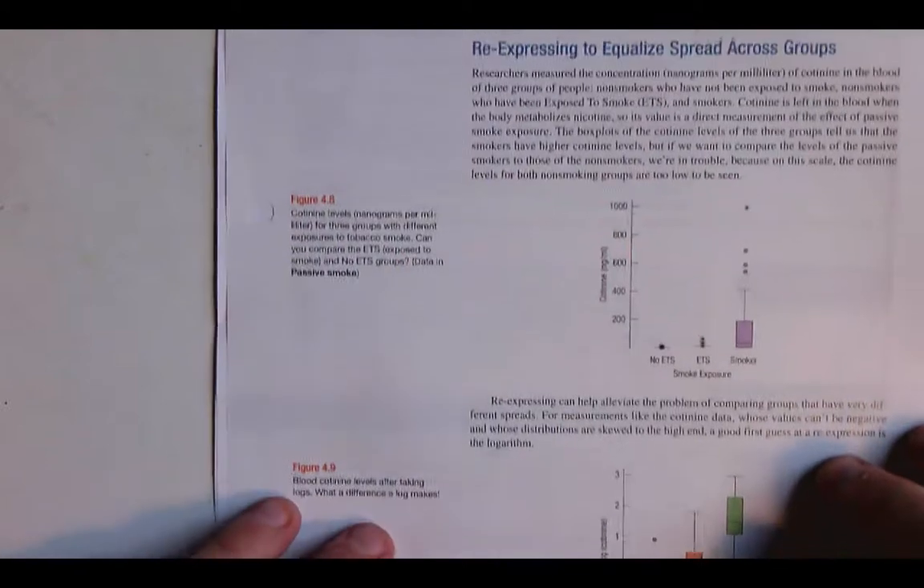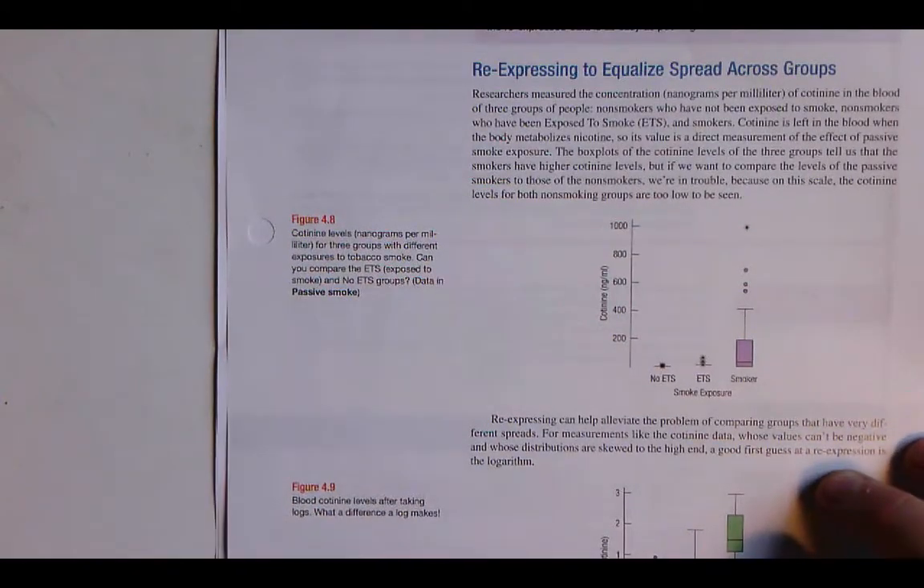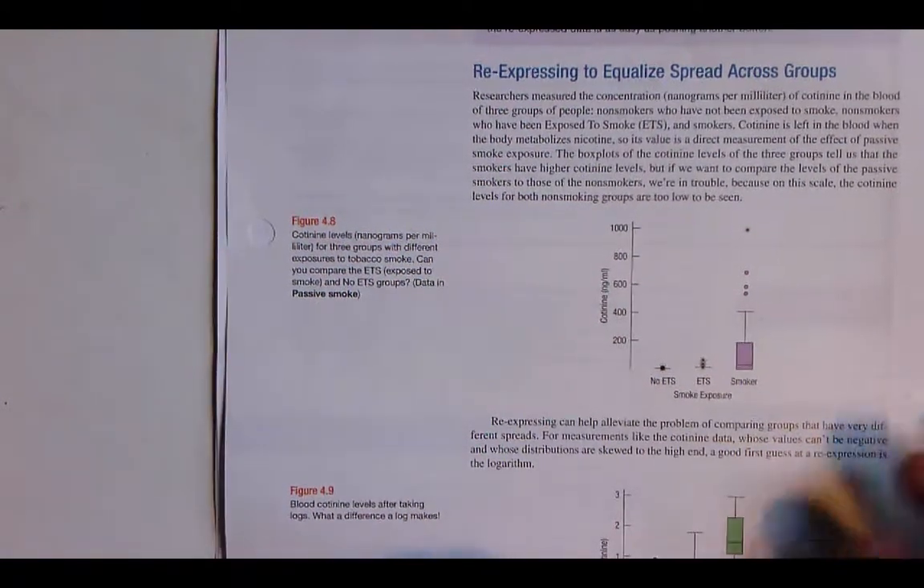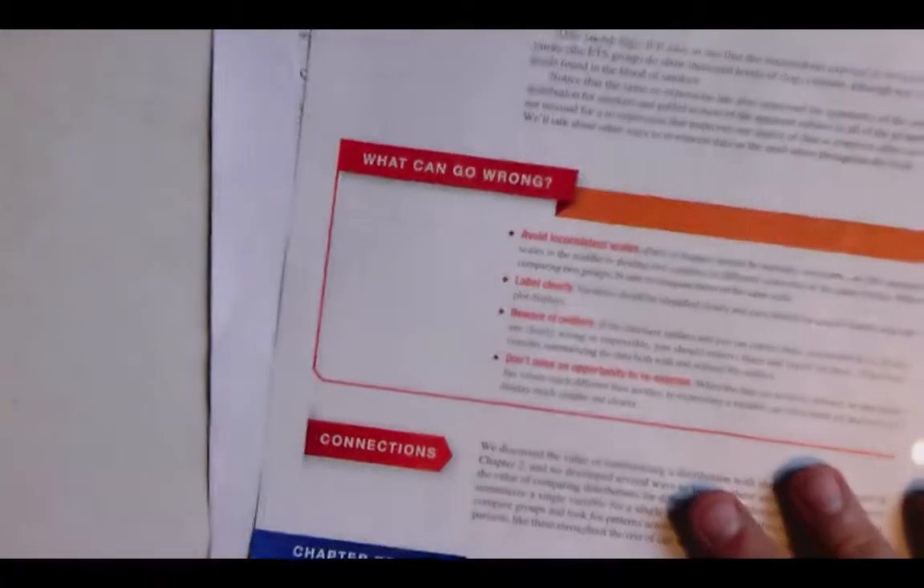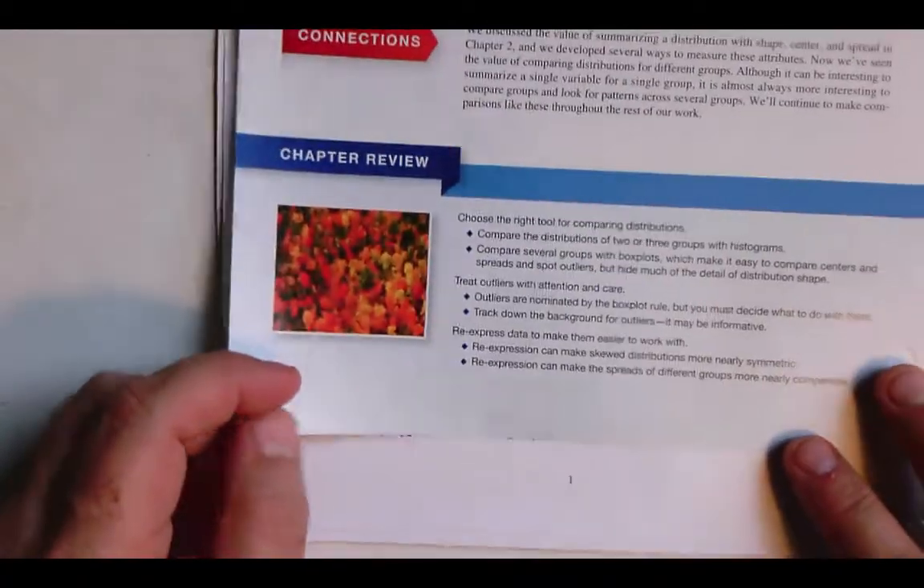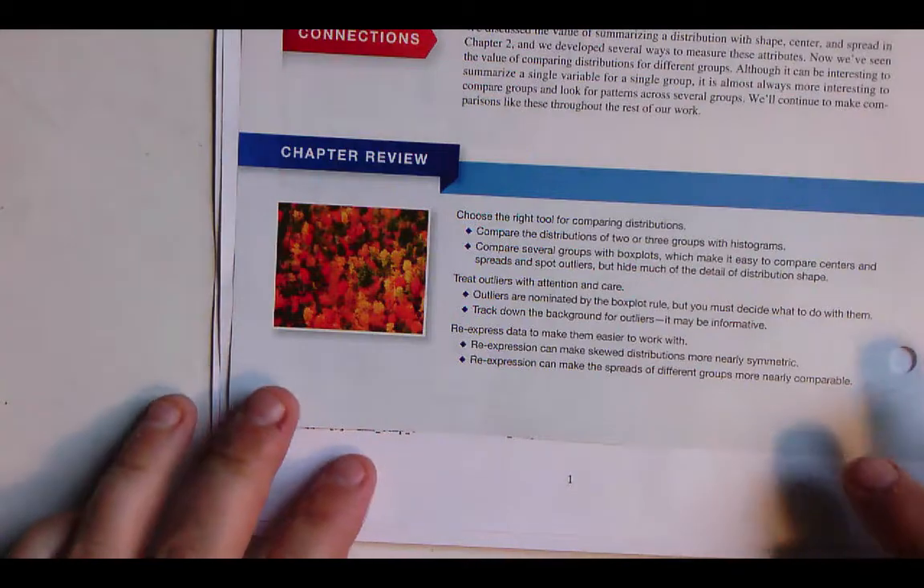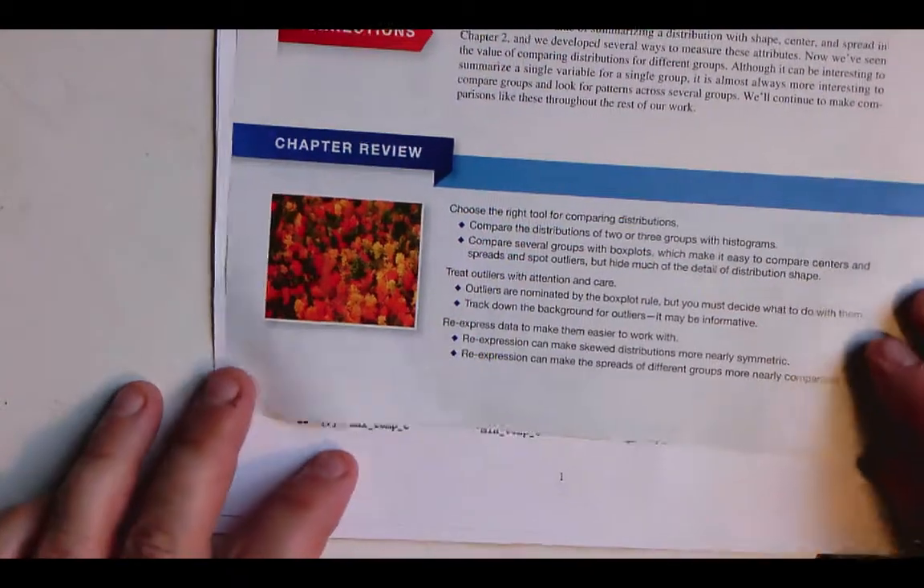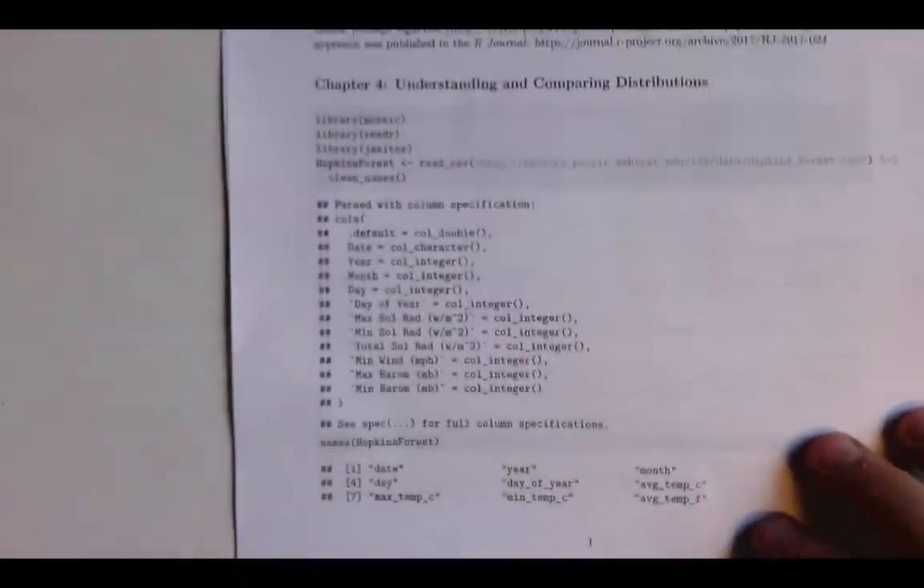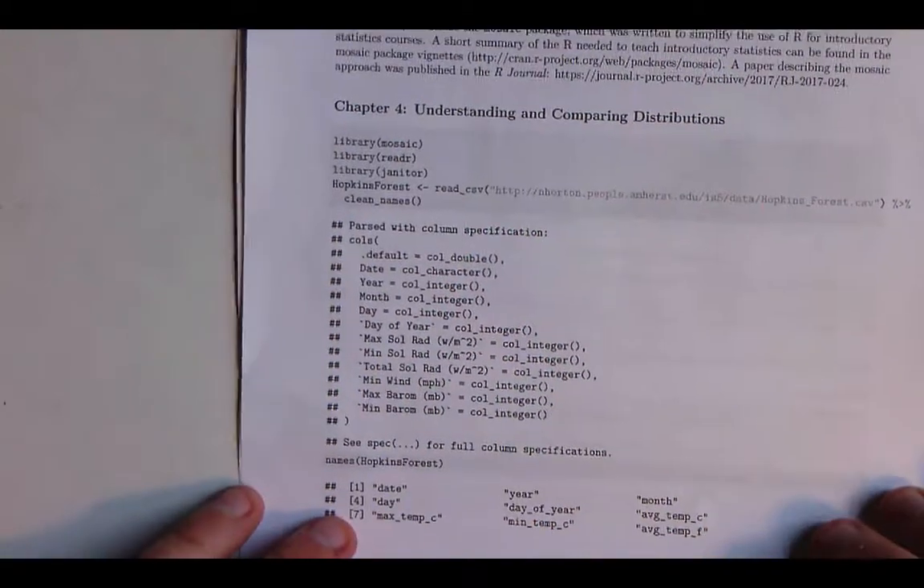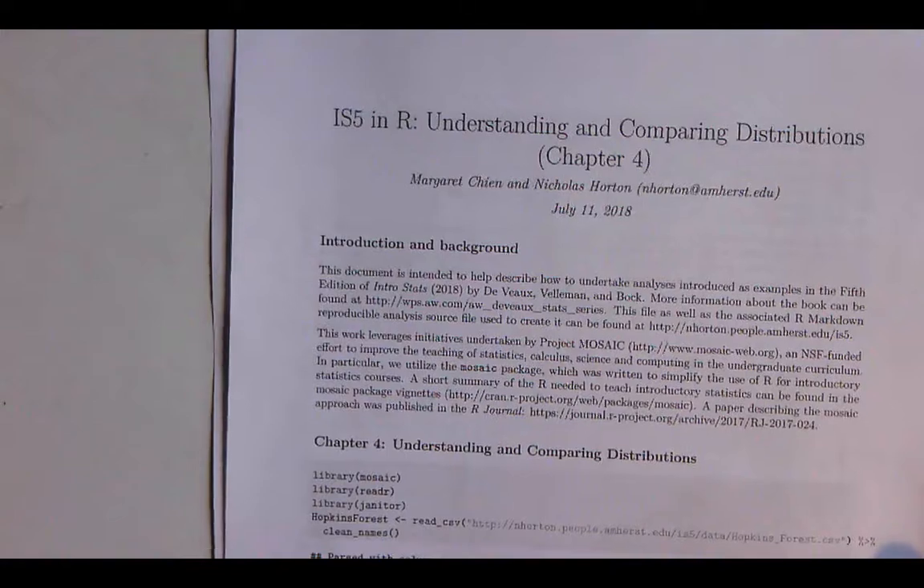So re-expressions are something we describe how to do in the companion materials in R, and the textbook talks about these other aspects. Turns out oftentimes re-expressing will equalize spread, which is going to be helpful for us later on. So really, the only new thing here is we're thinking about comparing distributions, but for quantitative variables. There are some new idioms and some new commands in the IS5 and R materials for Chapter 4.